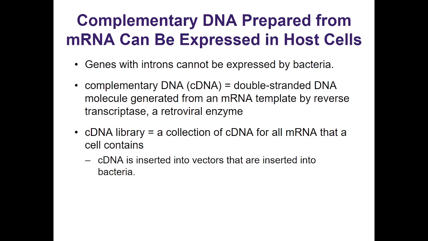Okay. Yeah, because the introns, right? We need them to be out of it. Because the prokaryotes don't do that. The cDNA library is going to be a collection of cDNA for all mRNA that a cell contains. The cDNA is going to be inserted into vectors that are inserted into bacteria, so then you can get an E. coli that makes human insulin. Okay? Fantastic.